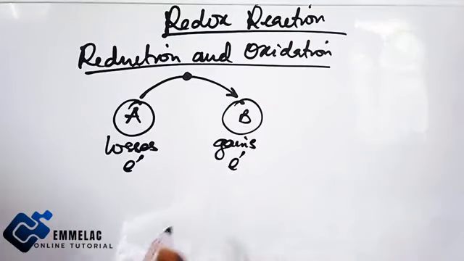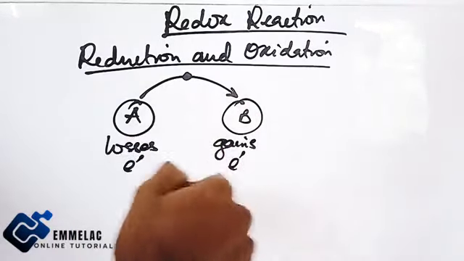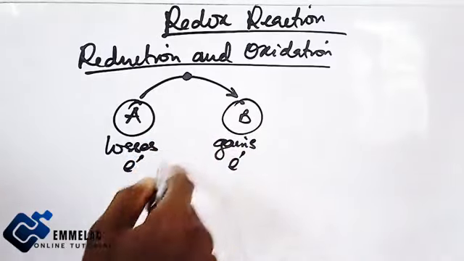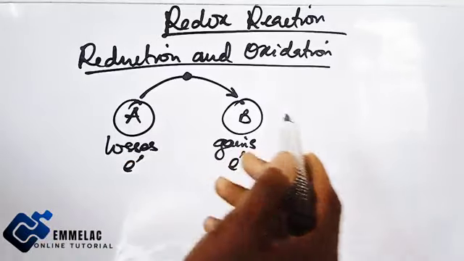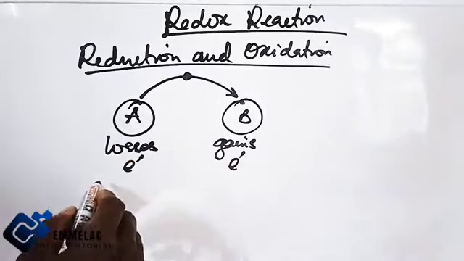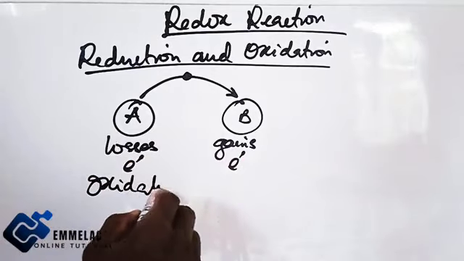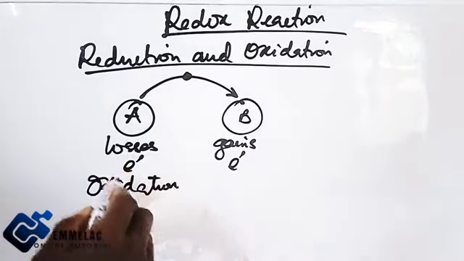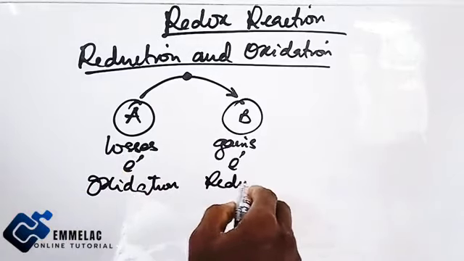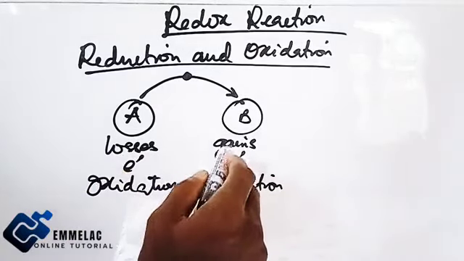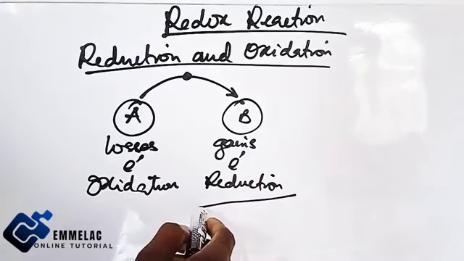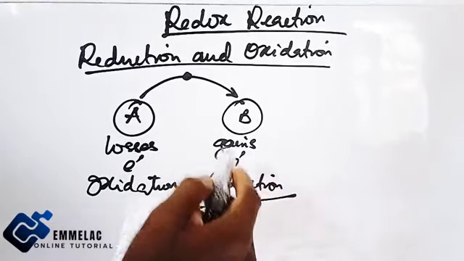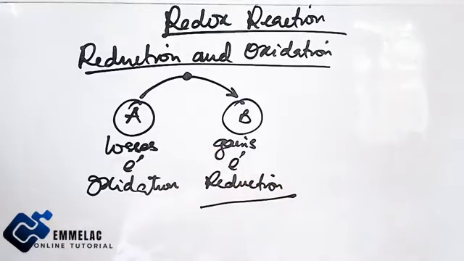So in a nutshell, this overall illustration depicts a reduction and oxidation reaction. In this case, oxidation took place at A because there was a loss of electron, and reduction took place at B because there was a gain of electron. In a subsequent video, I will explain why reduction is a gain of electron. All right, let's move further with this other demonstration.